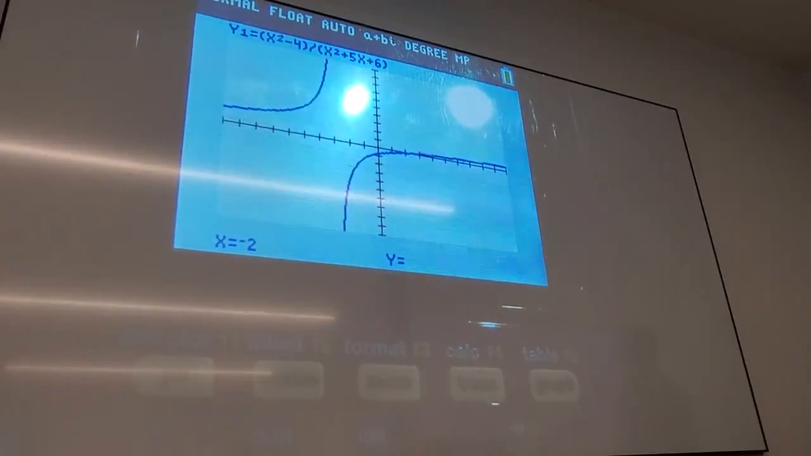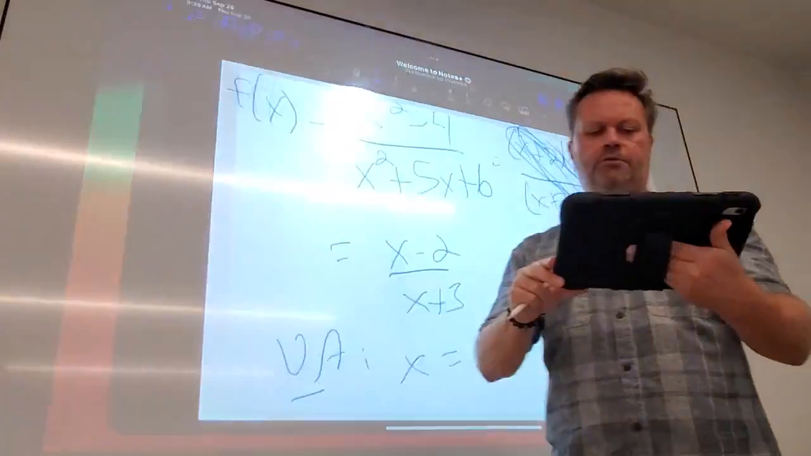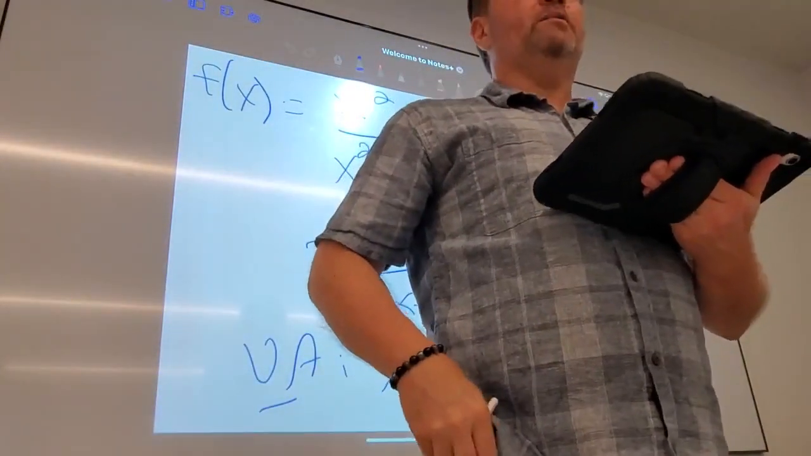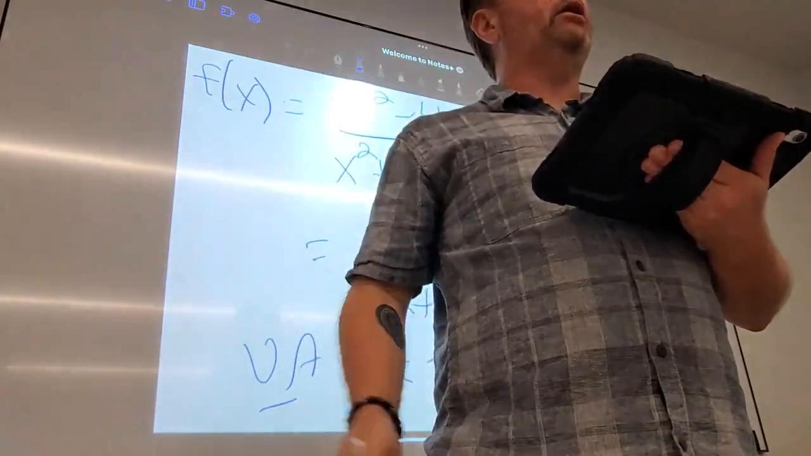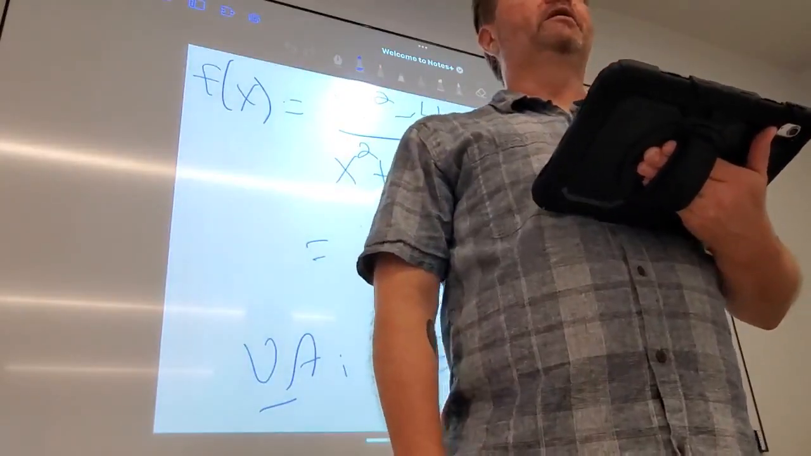Okay. Now here's a really good question to ask: where is this open circle? I know it's at -2 for x. I know x is -2, but where is the open circle? Does anyone have a clue how to figure out where that open circle is going to be?